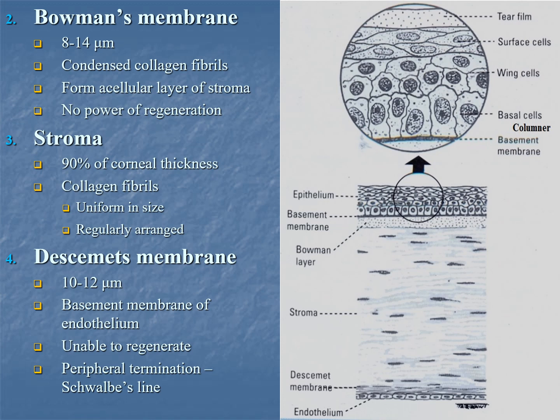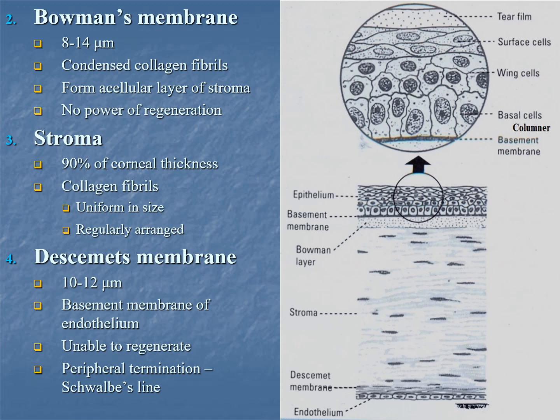The third layer is called the stroma or the substantia propria. It forms about 90% of the corneal thickness and consists of collagen fibrils. These collagen fibrils run from limbus to limbus, and they are uniform in size, regularly arranged, and arranged in layers. If one layer runs horizontally, the other layer runs vertically.